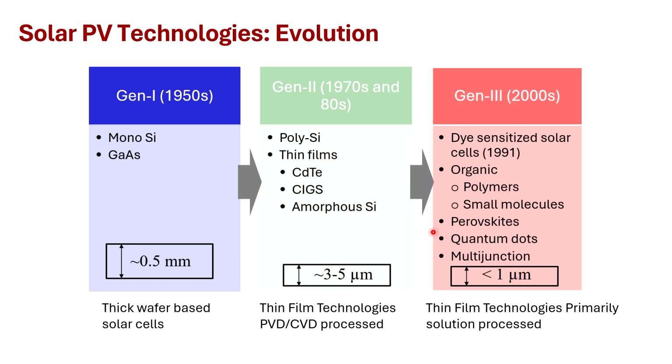The core of these materials which are written on the screen, whether it's silicon or gallium arsenide or cadmium telluride or copper indium gallium arsenide or polymers or perovskites, all of them have one common attribute, that they are all semiconductors. So we really want to understand what semiconductors are and what typical semiconducting properties are important for solar cell applications.